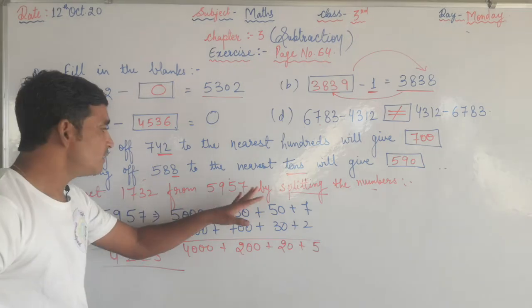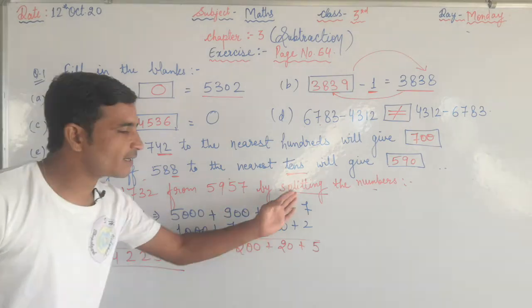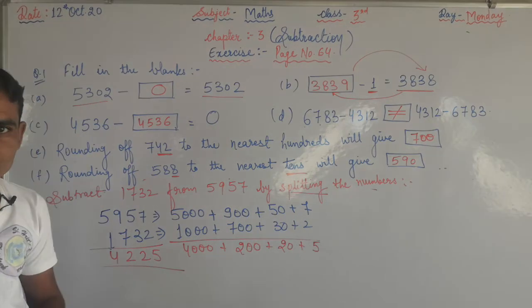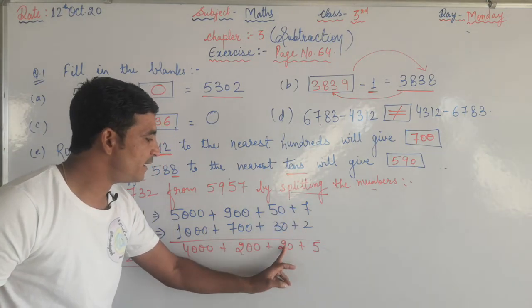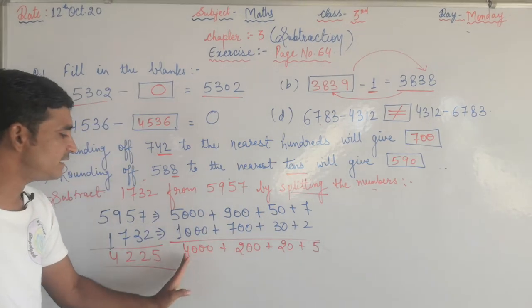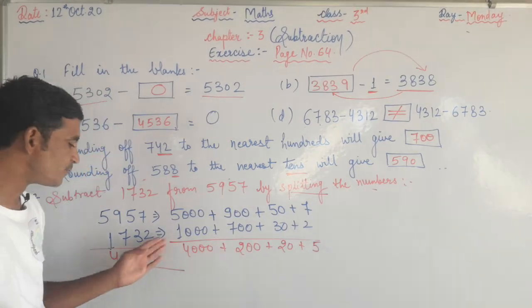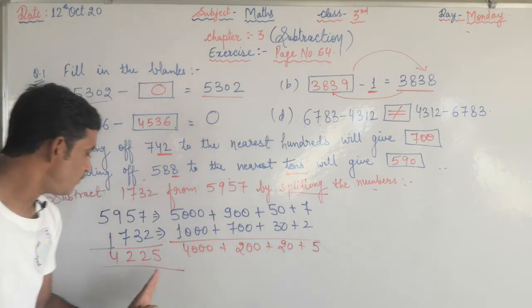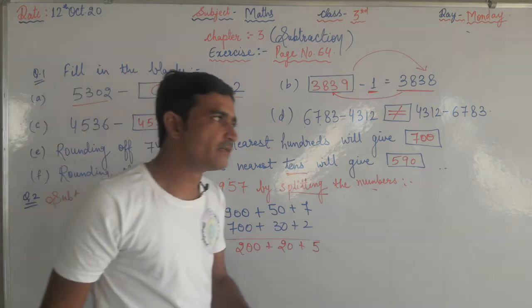In this way you have to subtract by splitting the numbers. Split means you have to expand both the numbers, then you have to subtract. What do you have to do? First, expand the numbers. I told you the expanded form, the expanded notation. And then you simply have to subtract: 7 minus 2, here it is 5. 50 minus 30, 20. 900 minus 700, 200. And 5000 minus 1000, that is 4000. Now this expanded form, in which form do you have to write it back? In standard form: 4225. Okay, question number 3 onward we will discuss in our next lecture.